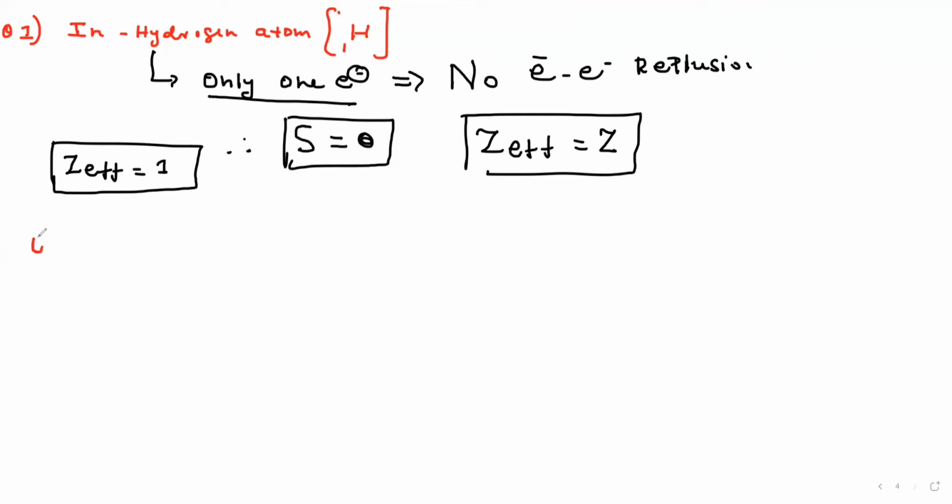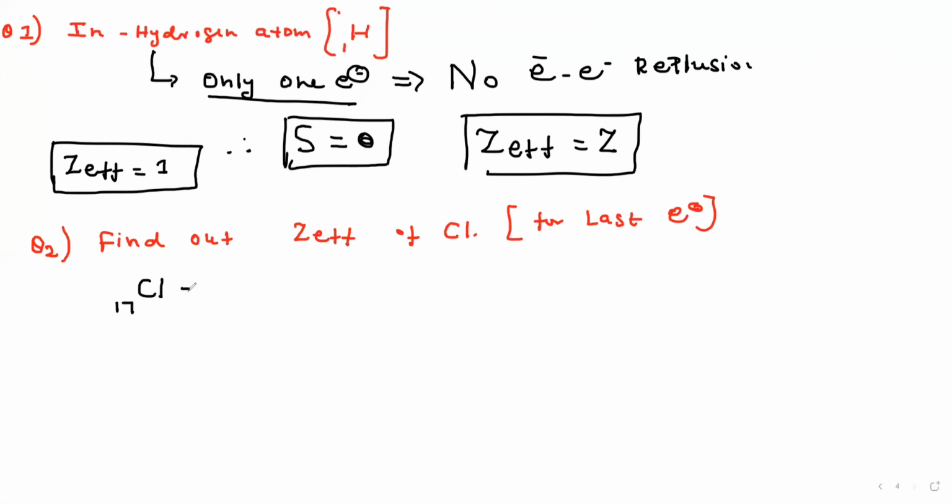Now see, very important. Find out the Z effective of Cl. Nothing is mentioned, right? Therefore, we are going to calculate for the last electron. We have to consider the last electron. Now, chlorine, what is the atomic number? 17. The configuration is 1s2, 2s2, 2p6, 3s2, and 3p5. This is all for the rule, right? We are going to arrange it in Slater manner.